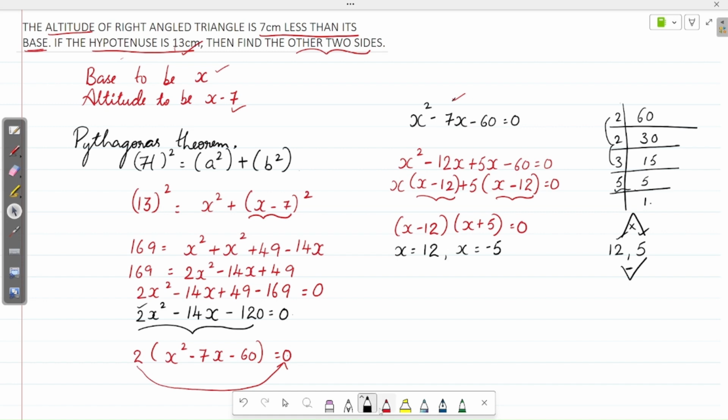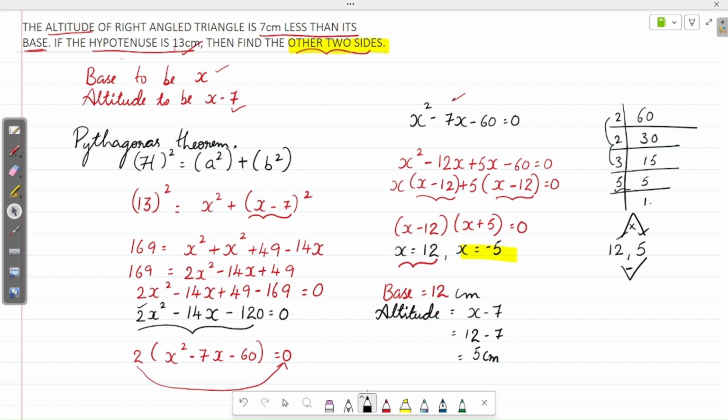Considering my question, which talks about the other two sides, and we are talking about the lengths of them, we cannot consider the lengths to be negative, correct? So straight away it goes to the understanding that x is 12, which means the base is equal to 12. And the altitude, of course, we have considered to be 7 less, which means x minus 7, so that's 12 minus 7, and I got it as 5 centimeters.